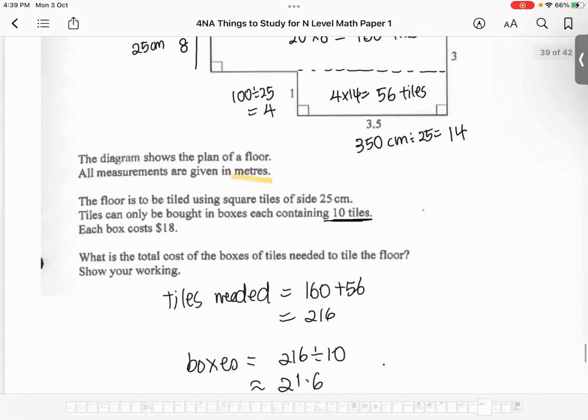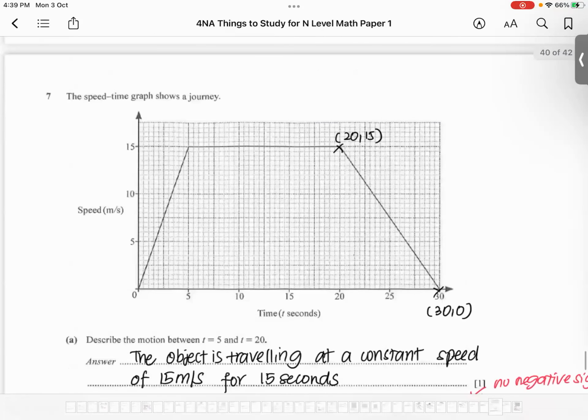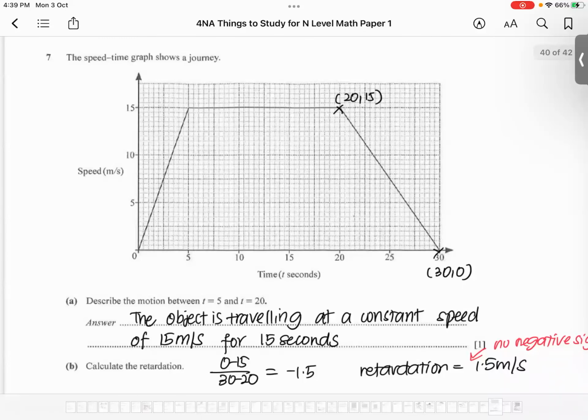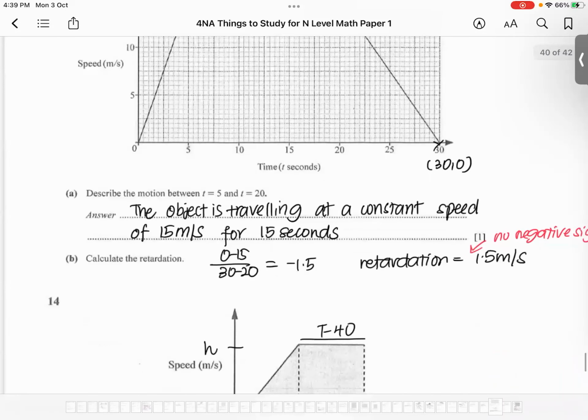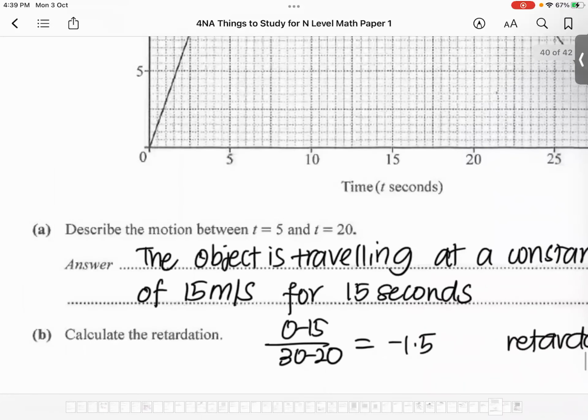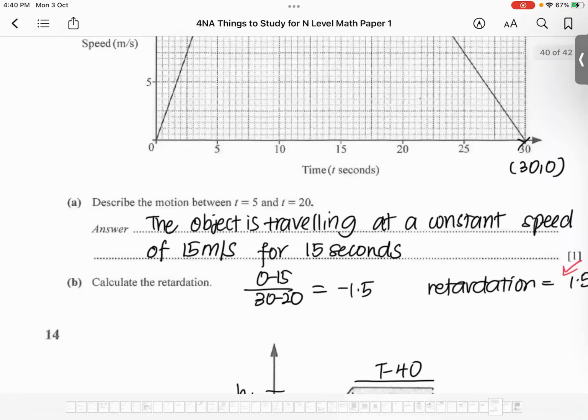Okay, last part, last few already. This one over here, they ask you to describe the motion. This is a speed-time graph. It's traveling at constant speed. State the value, 15 meters per second. For how long? For 15 seconds, or between t equals 5 and 20. State the value. 1 mark is not just constant speed, you must state the value.